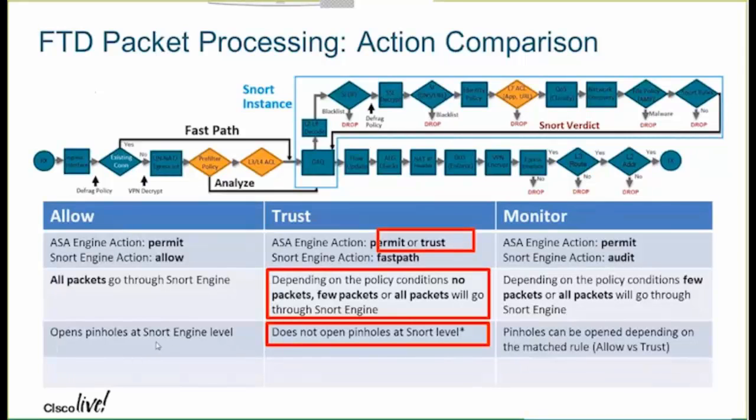at that stage we need to open up a dynamic pinhole, and in order to open that pinhole up, the action has to be set to allow, else Snort can go ahead and drop it, because it will not be opening up the pinholes unless and until the action is set to allow. So this is something we need to keep in mind while configuring rules, especially for inspected traffic where you need the traffic to be inspected and pinholes need to be opened up.